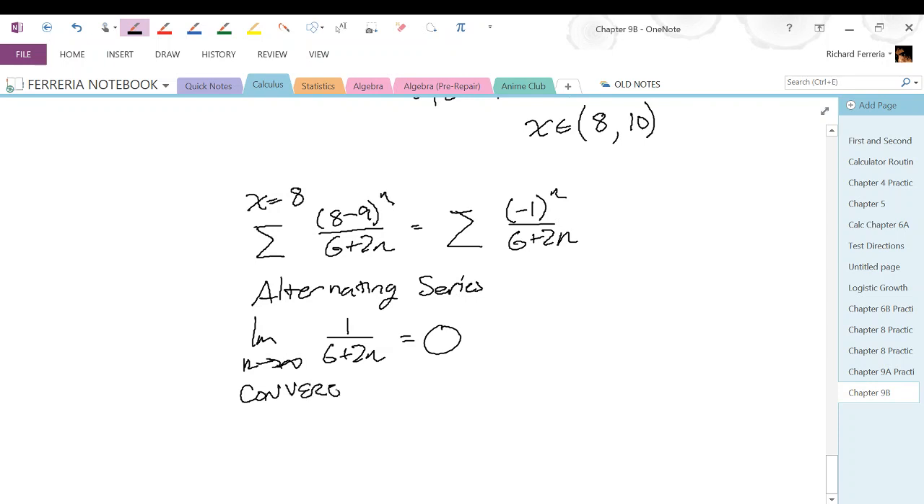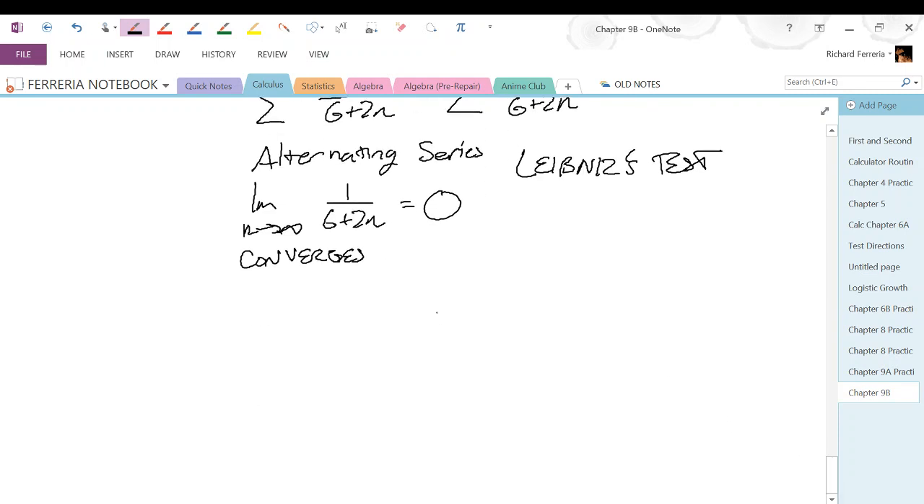Converges. Someone remind me the next time the pen freaks out to take the battery out and put the battery back in, okay? That's the Leibniz test, yes. Can you put alternating series test? Put Leibniz test. Okay, yeah, so this means we're going to bracket at 8.